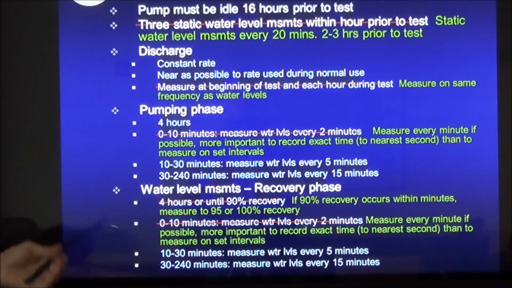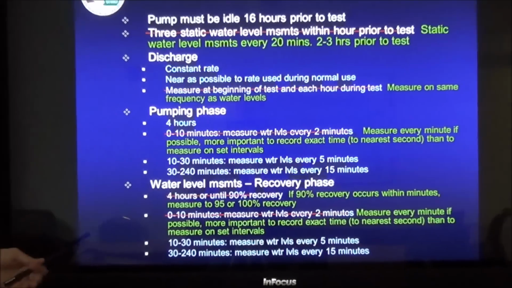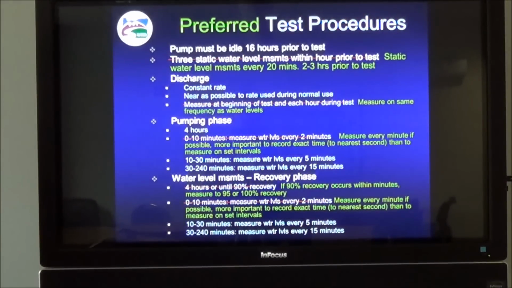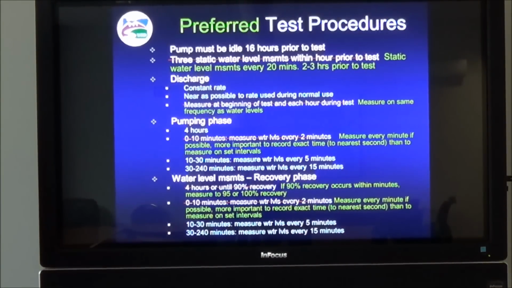Those were our requirements for the test, and here is what we actually prefer. And if we were out doing pump tests ourselves, or when we are out doing them, we try to do this way. Still keep the pump off for 16 hours prior to the test.